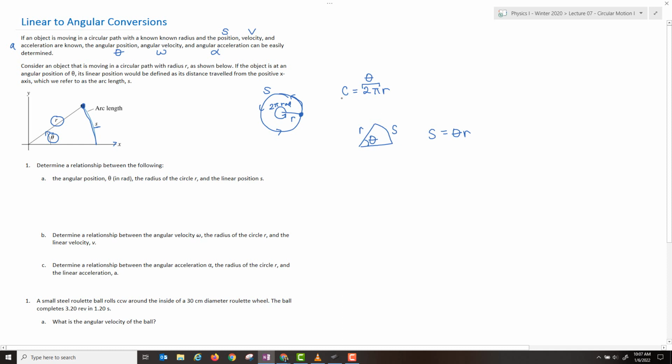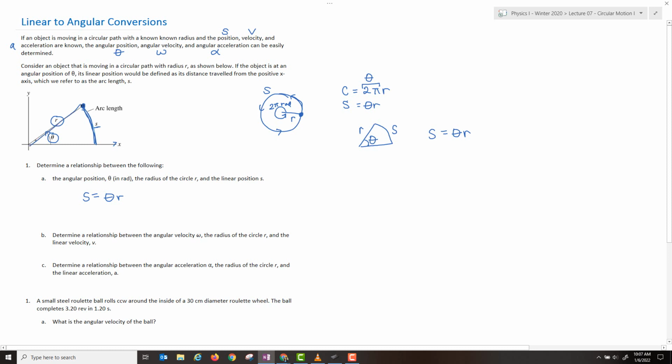So the circumference of a full circle is 2 pi r. The s, which is just the distance of any portion of the circle, the arc length, would be theta times r. So that's what this answer is for question 1a. s is equal to theta r. If I know the angle, I could figure out this arc length, as long as I know this r value.